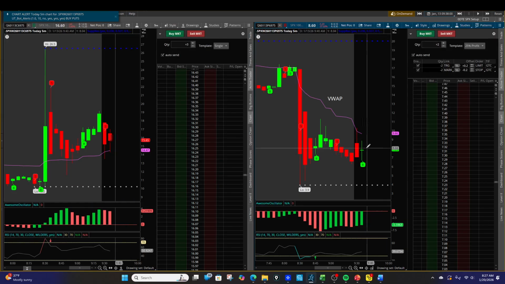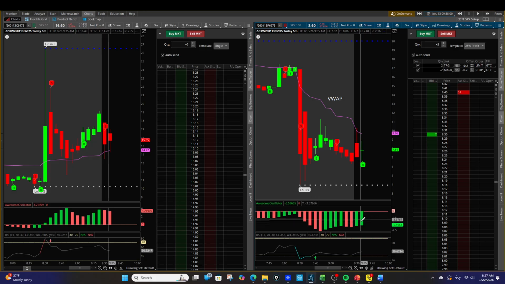And if you notice, this is a doji. And dojis represent indecision in the market. So at this point, I would just kind of still be waiting to see what's going to happen with this. But notice there is a green bar on the awesome oscillator. And because of that, I'm going to go ahead and take this trade.